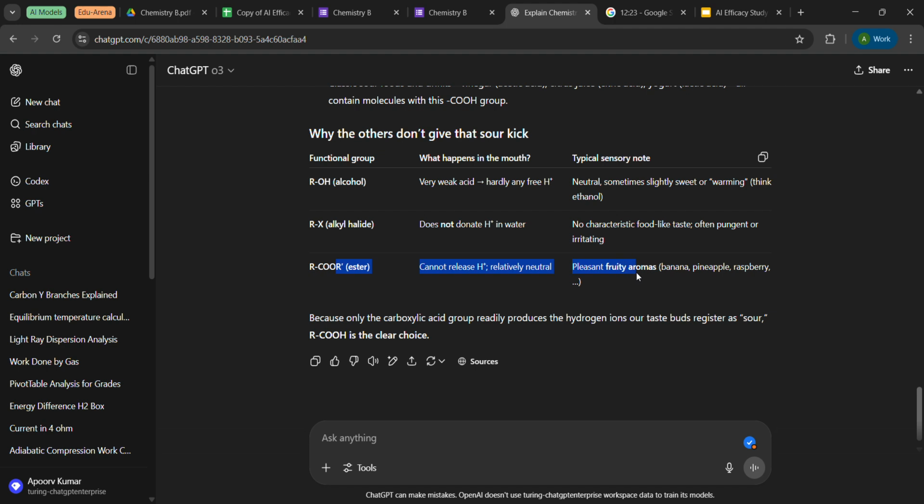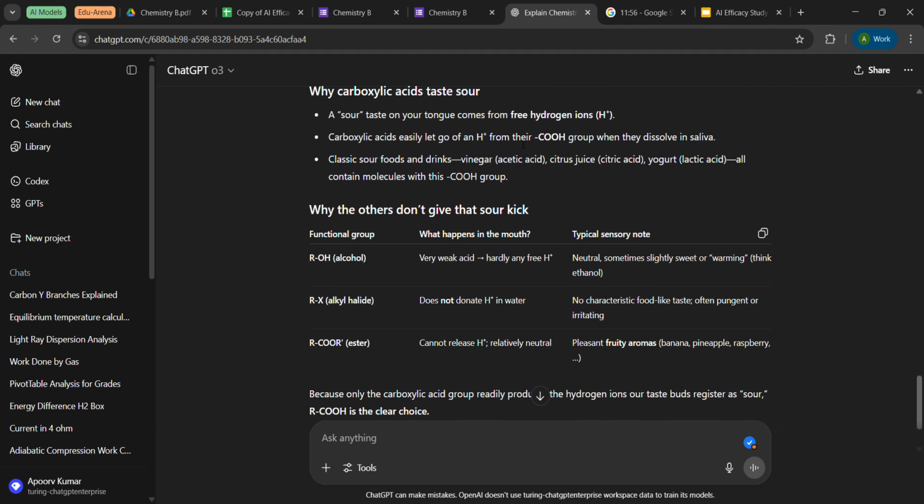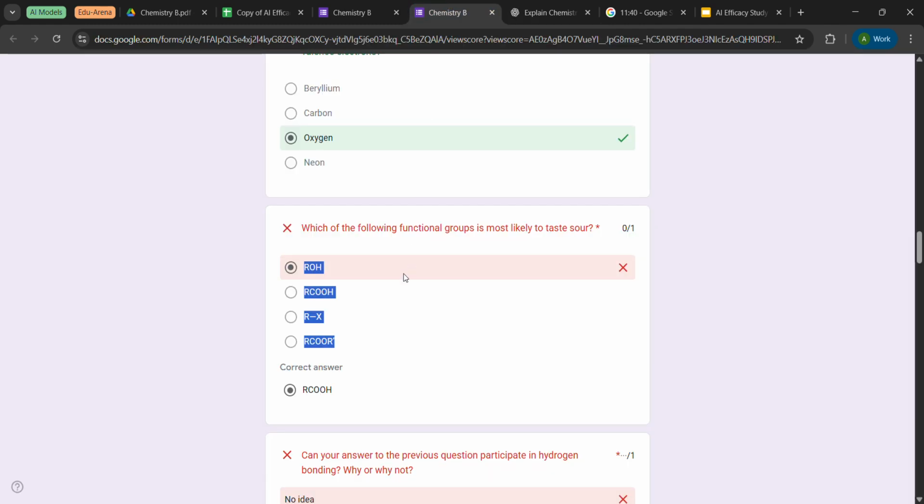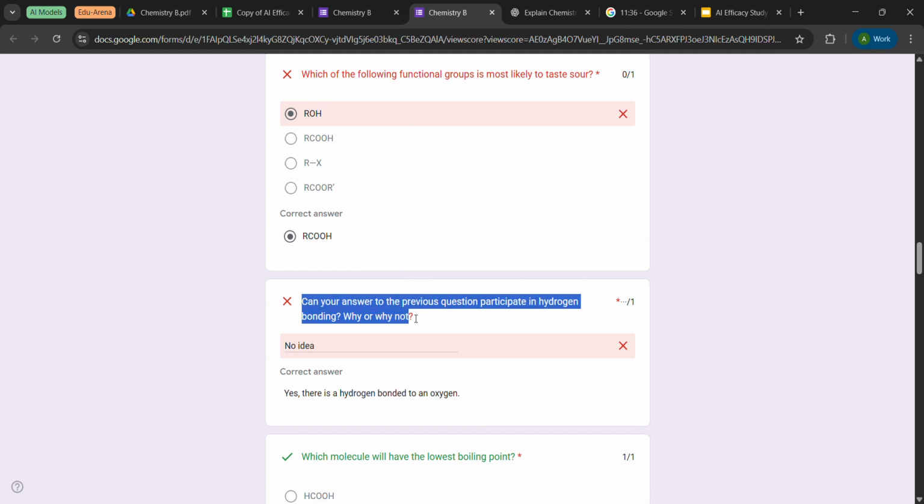Ester or COOR. That means a pleasant fruity aroma. Okay, so the fruity aroma is from this. Alkyl halide, no characteristic food, often pungent and irritating. Okay, so this is irritating. So COOH is sour due to the free hydrogens. Alcohol is neutral or sometimes warming. Alkyl halide is irritating and pungent. This is banana, like a fruity aroma. Okay, so can you answer the previous one, and why and why not?